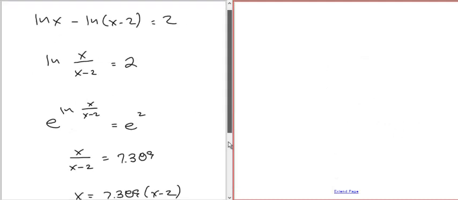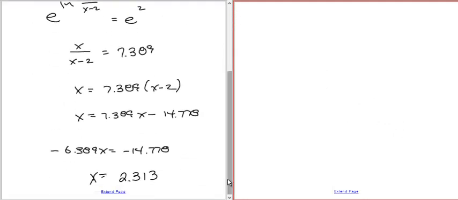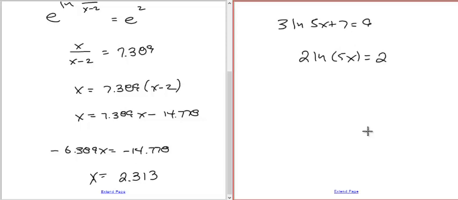And then finally, we have another logarithmic equation. So you always have to get the natural log by itself. So we got this 3, we got a 7. So the first thing we're going to do is subtract 7 from both sides. That'll give you 2. 9 minus 7 is 2. And that should be 3 in front of the natural log here. Okay, now we've got the 3. We need to get rid of that. So we divide both sides by 3. So we get that.